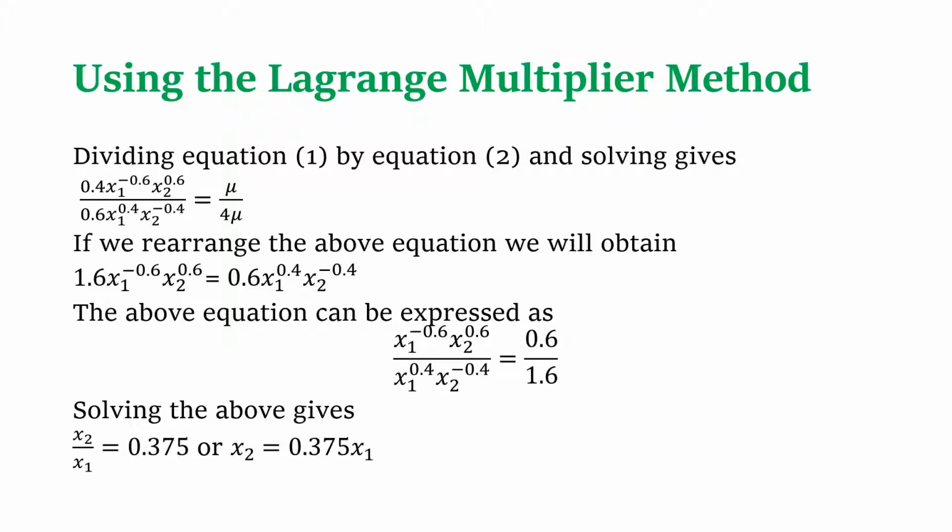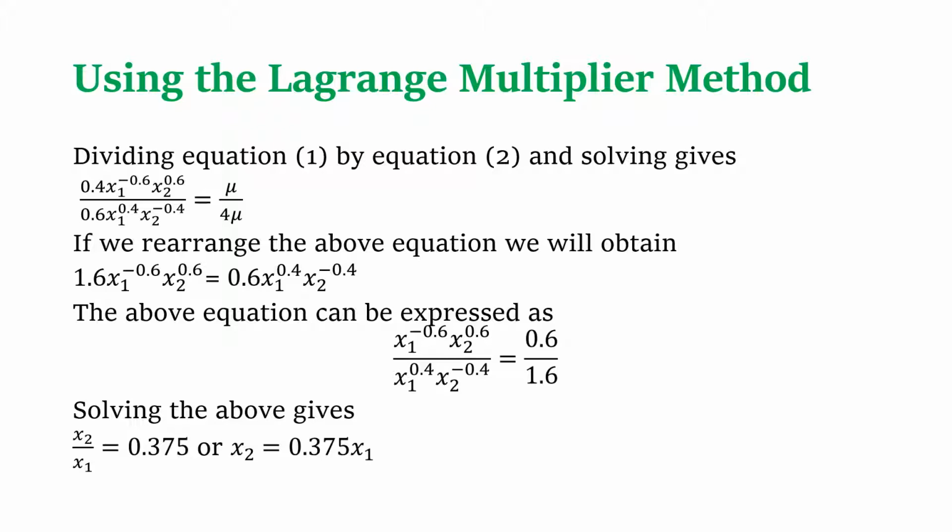Remember, mu by mu cancel. And then if we rearrange this equation, we're going to have 1.6 x1 to the minus 0.6, x2 to the 0.6 equals 0.6 x1 to the 0.4, x2 to the minus 0.4. The above equation can be expressed as x1 to the minus 0.6, x2 to the 0.6 over x1 to the 0.4, x2 to the minus 0.4, and this equals 0.6 over 1.6. Now remember, 0.6 divided by 1.6 is just 0.375.